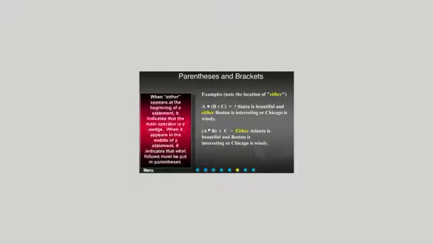Okay? So notice here, when "either" appears at the beginning of a statement, it indicates that the main operator is a wedge. When it appears in the middle of a statement, it indicates that what follows must be put in parentheses. So, "Atlanta is beautiful, and either Boston is interesting or Chicago is windy." That's the second case, right? So Atlanta is beautiful, and either B or C, right? And B or C have to be put in parentheses.